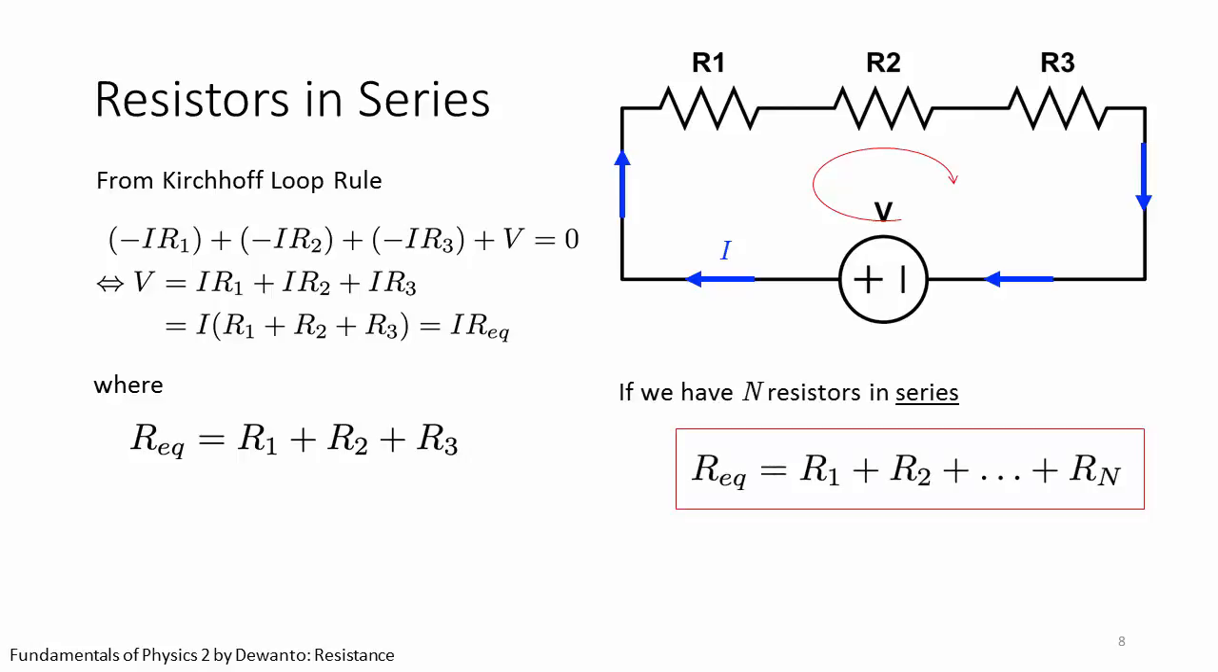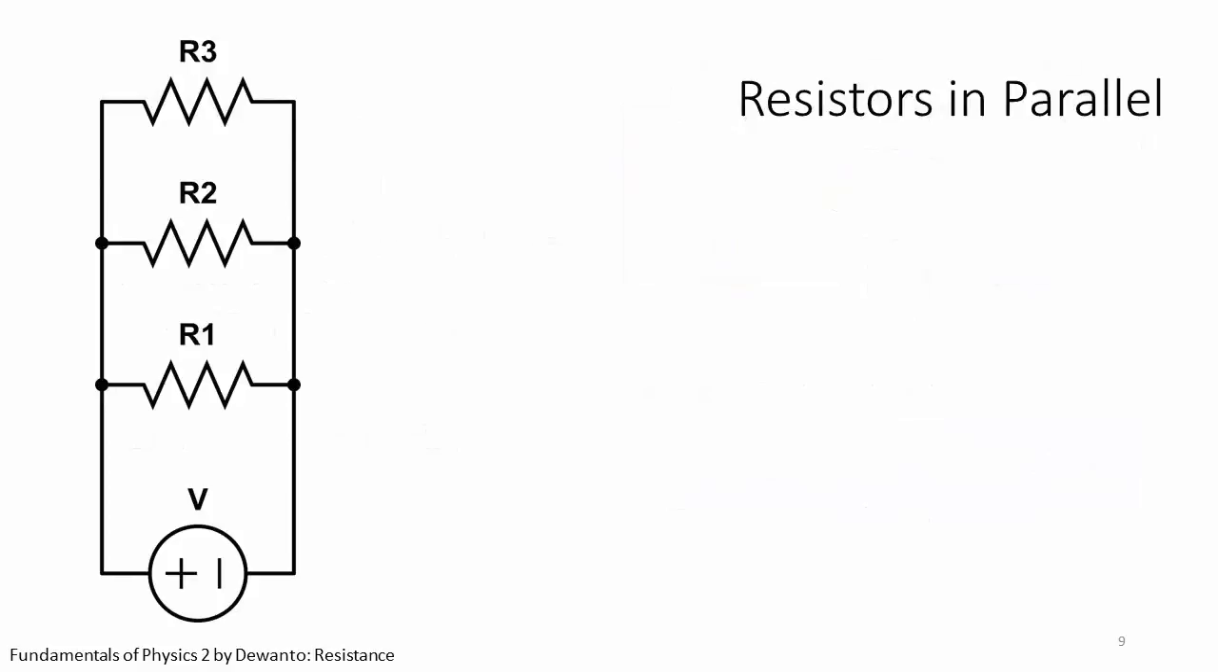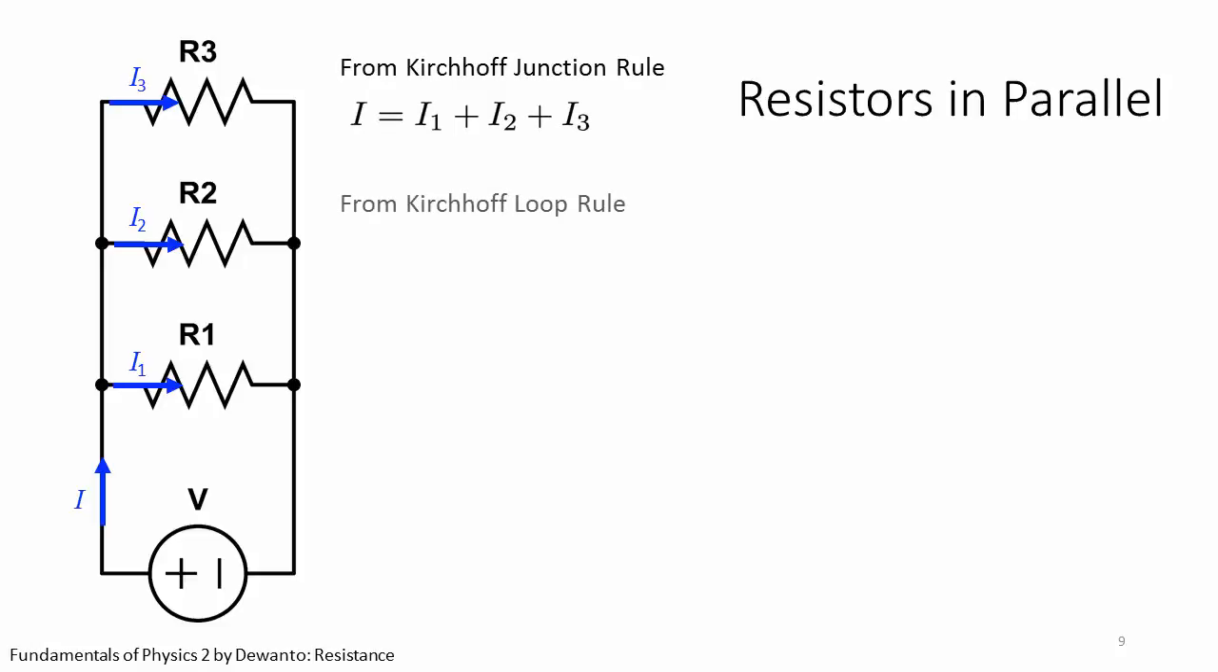The derivation is slightly more complicated in the parallel situation. When in parallel, each resistor will experience a different current flow across it. However, these currents are related to each other and the original current from the battery in a manner dictated by Kirchhoff's junction rule. We can also compute these currents using Kirchhoff's loop rule for each loop consisting of each resistor and the battery. So from the first loop involving R1 and the battery, we have V equal to I1 times R1. From the second loop involving R2 and the battery, we have V equal to I2 times R2. And from the third loop involving R3 and the battery, we have V equal to I3 times R3.